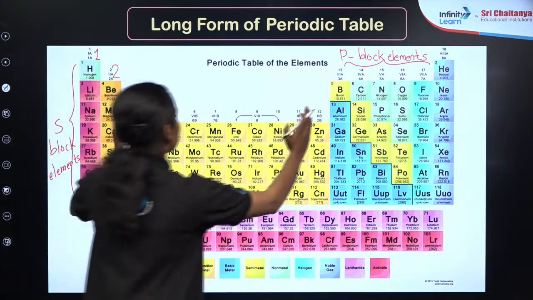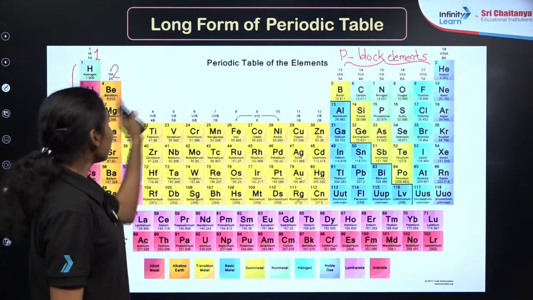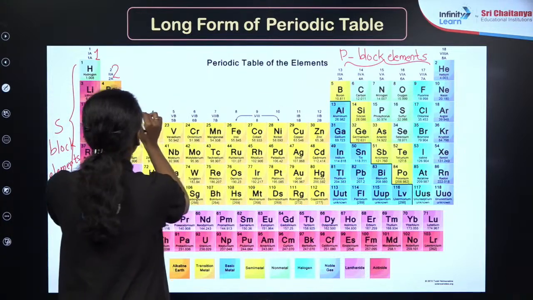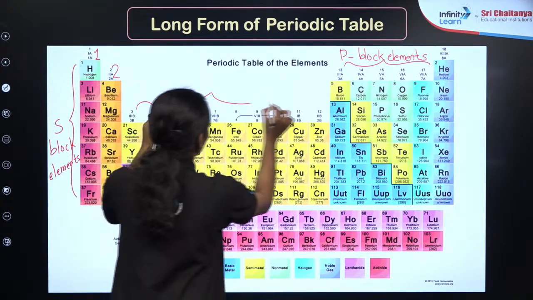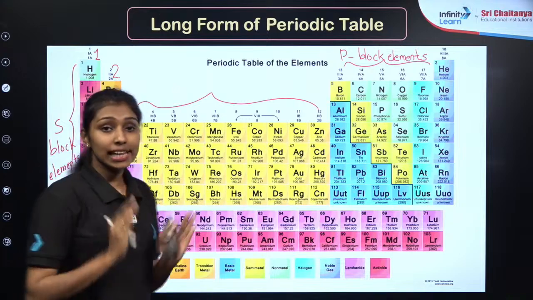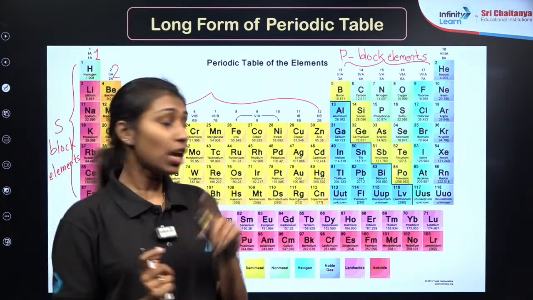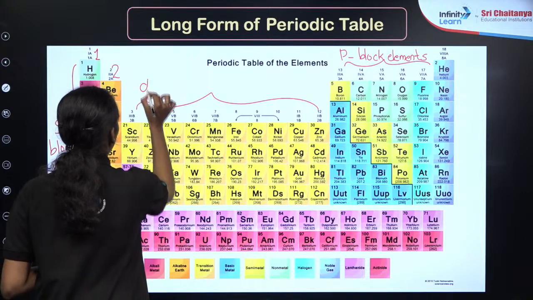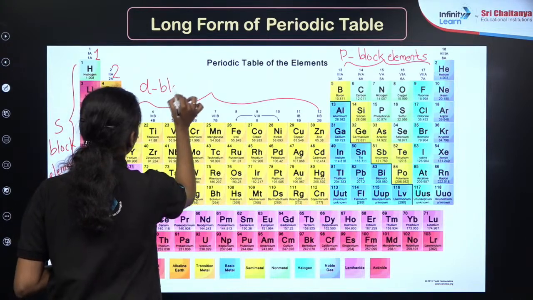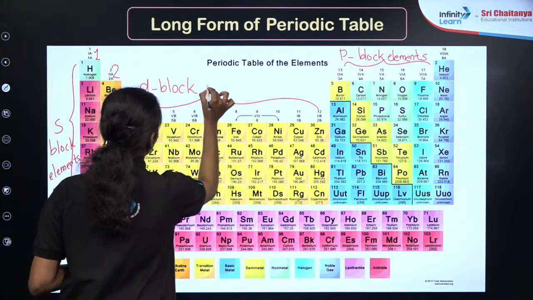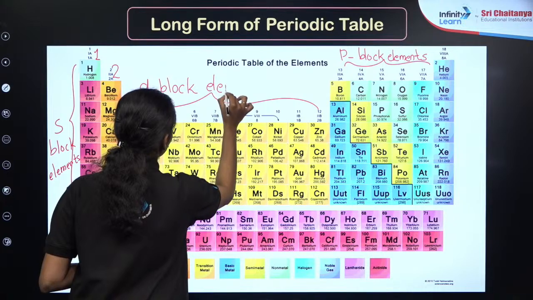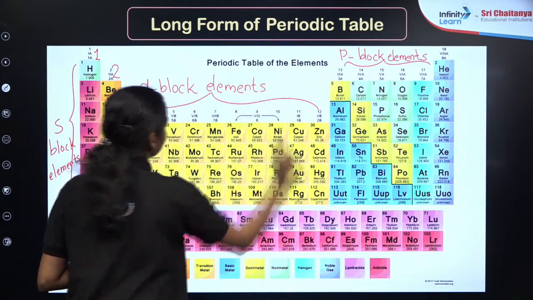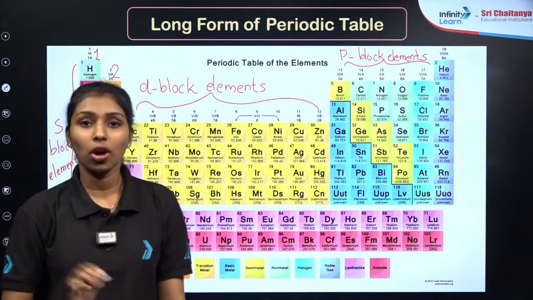Now there will be a small classification in between S and P block elements. What are they? From group 3 to 12, from here to here, the last electron always enters into the D orbital or D subshell of the element. Therefore, these elements are known as D block elements.